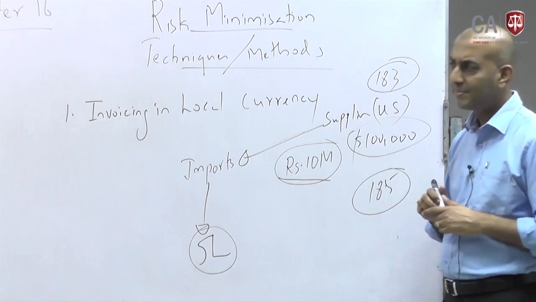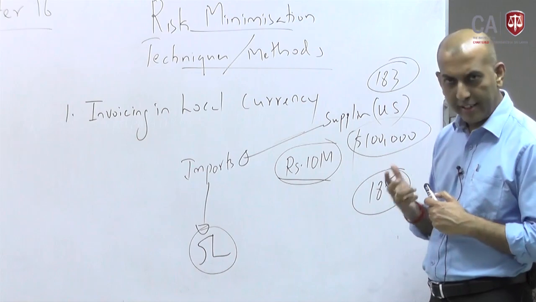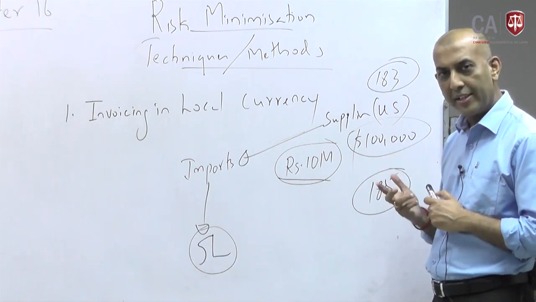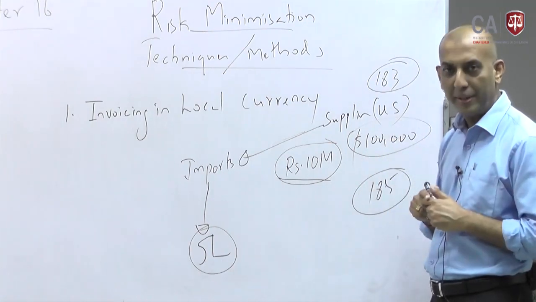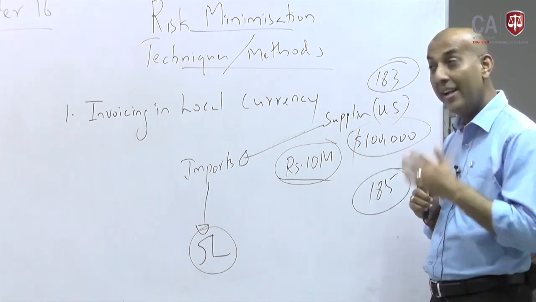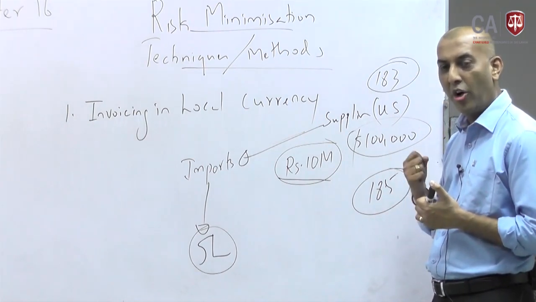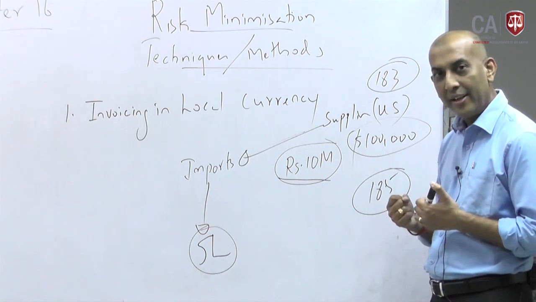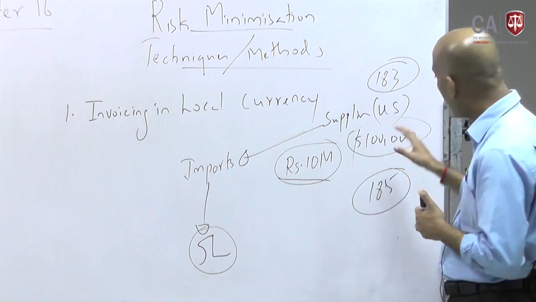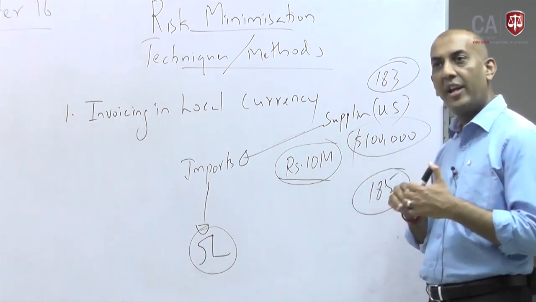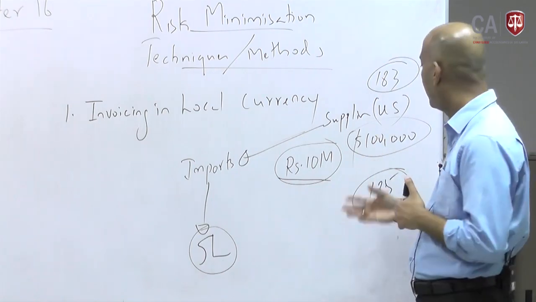Most of the time, the countries which have a stronger currency are able to tell the other party to do the invoicing in rupees or whatever local currency. But if you are a country that doesn't have bargaining power or your currency is not stronger, then you cannot tell the other party to invoice in your local currency. If you take the USA and Sri Lanka, it's very, very unlikely that Sri Lanka can tell the US to invoice in rupees.